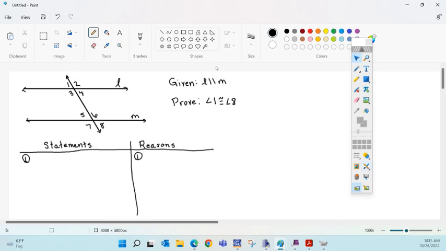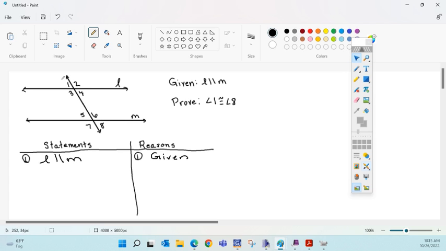From your past relationship with proofs, what do you think is going to be the very beginning of our proof? Given. And what is given specifically on this? L is parallel to M. Because if we don't know that we have parallel lines, then we can't know anything about their angle relationships.